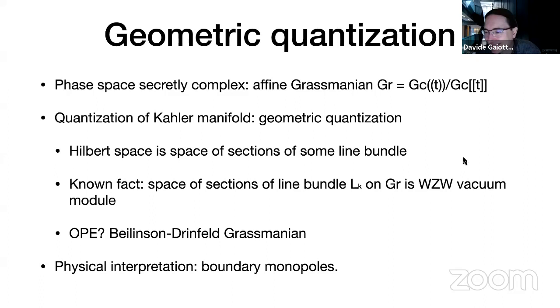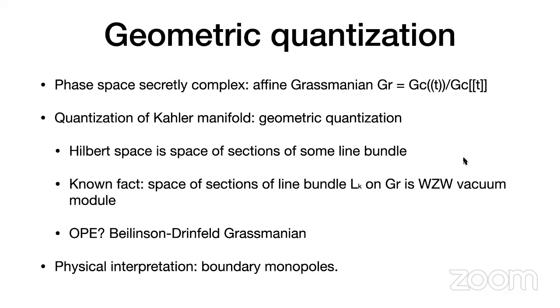Actually, I can give some answer, but I also want to ask a question. Maybe first an answer. The answer might come from the fact that this affine Grassmannian is embedded into projective space of this WZW vacuum module. So it's similar to the usual Grassmannian embedded into projective space of a Verma module. Of course, something has to be computed, but this is, in a sense, an explanation.